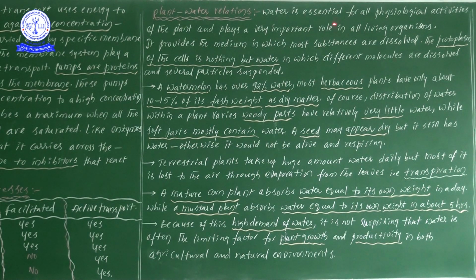Now water is essential for all physiological activities of the plant, and it plays a very important role in living organisms. Not only plants, it particularly plays an important role in all kinds of living organisms. Water provides the medium in which most substances are dissolved. Correct, no? Suppose groundwater, filter water, or any kind of water, whatever it is, there will be different types of minerals and nutrients in it. That's why we have water, no?